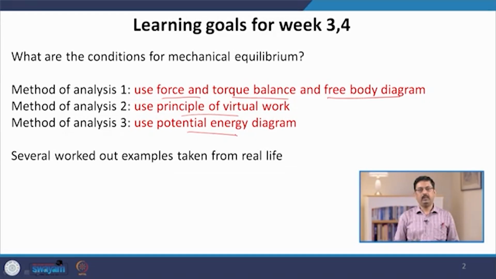As we said many times before in this course, our goal is to learn something about real life, starting by application of the fundamental principles of physics. So, we are going to take several worked out examples, and our emphasis will be on real life situations, so that using basic physics we can learn something about our day to day life.